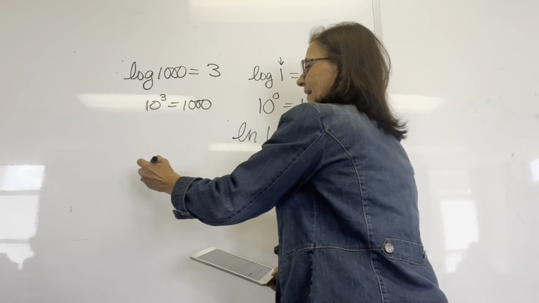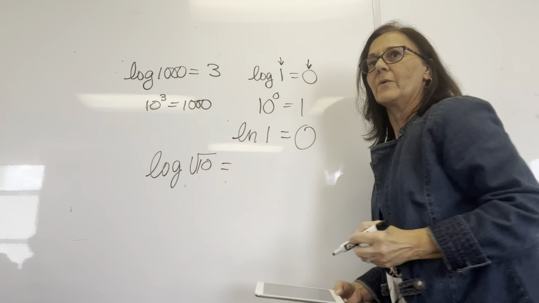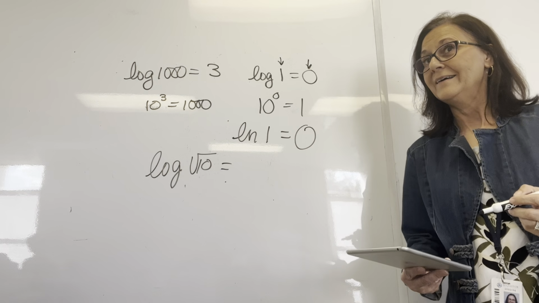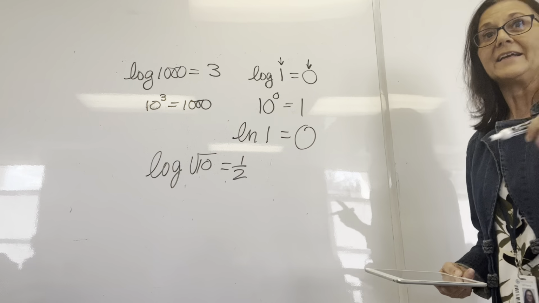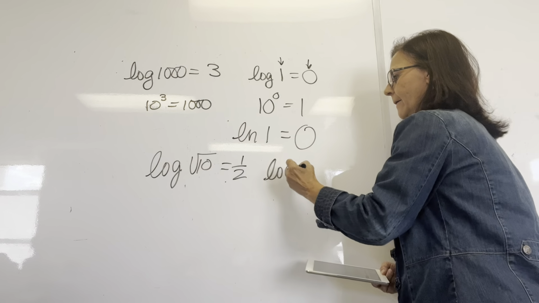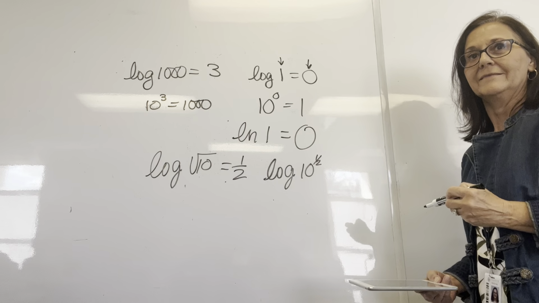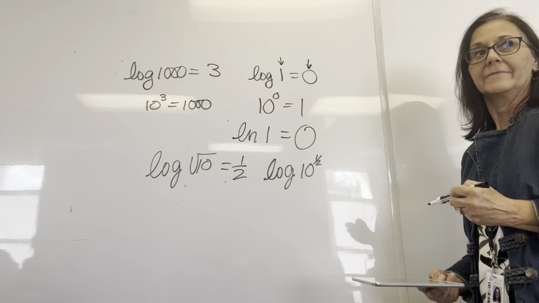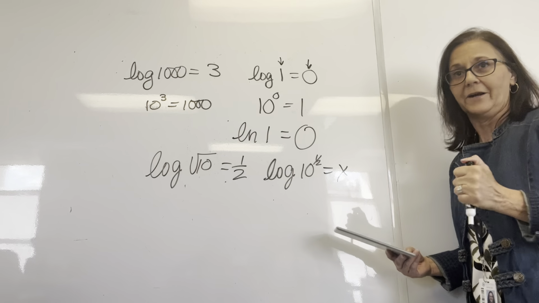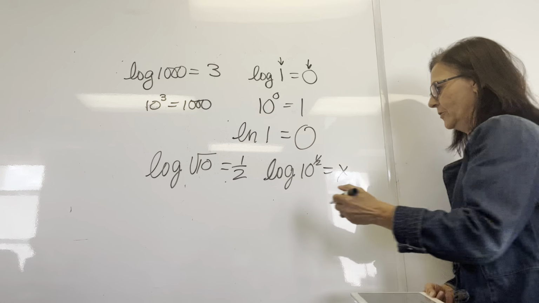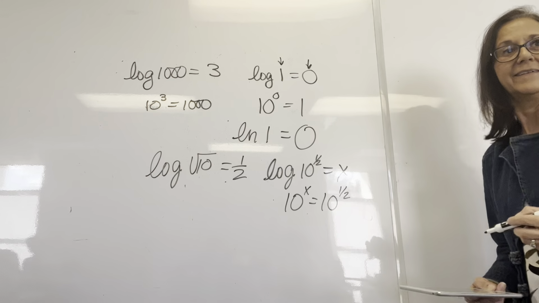All right, what then could be the log of the square root of 10? It is 1/2. Okay, so let's write this, because this could be the log of 10 to the 1/2, right? Equals x. So I'm gonna teach you something important here. It's 10 to the x equals 10 to the 1/2.